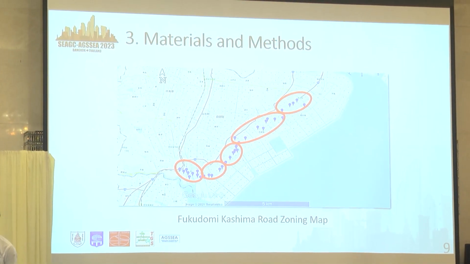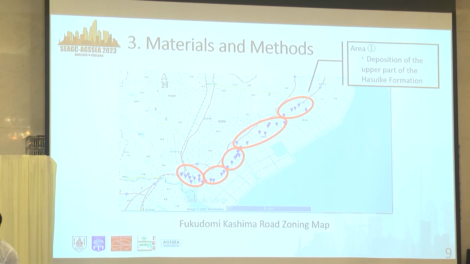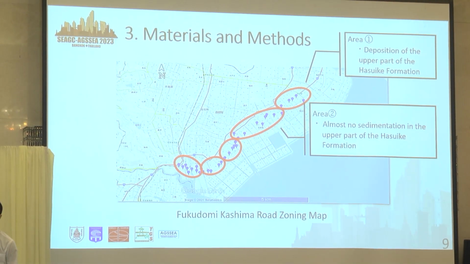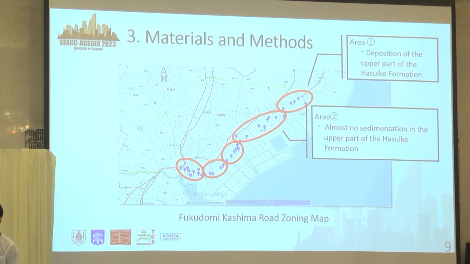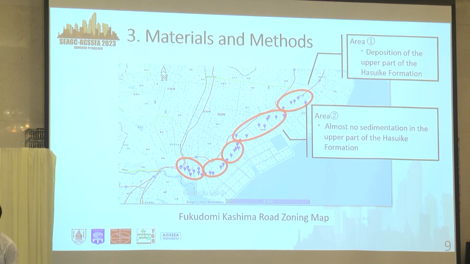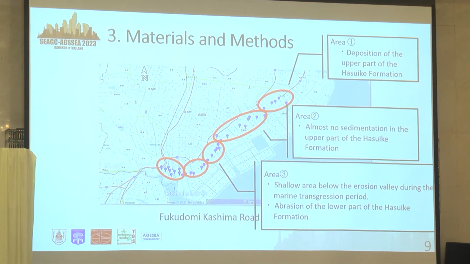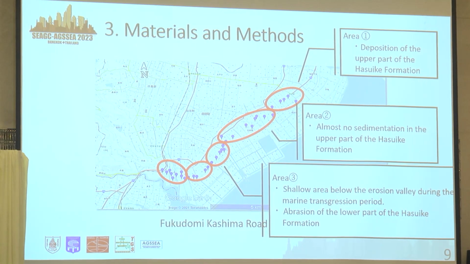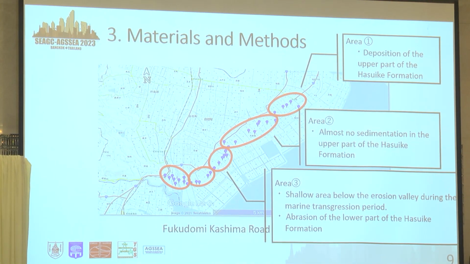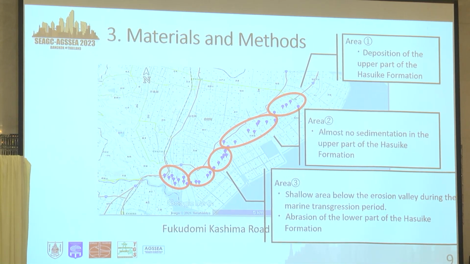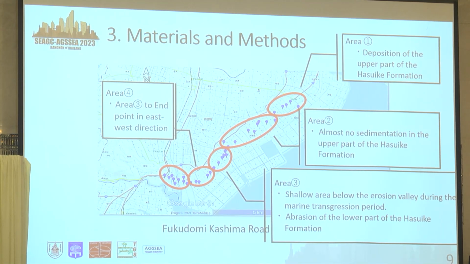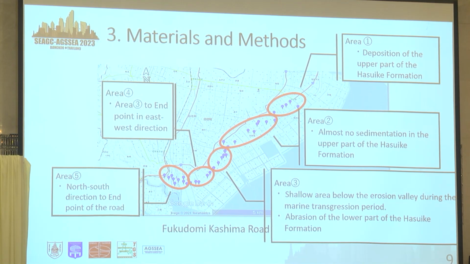In this study, the road was zoned into the 5 areas. Area 1 has the deposition of the upper part of the Hasiki Clay Formation. Area 2 has almost no sedimentation in the upper part of the Hasiki Clay Formation. Area 3 is a shallow area below the erosion valley during the marine transgression period, and also has aberration of the lower part of the Hasiki Clay Formation. And Area 4 is from the Area 3 to the end point in east-west direction. And Area 5 is from north-south direction to end point of the road.